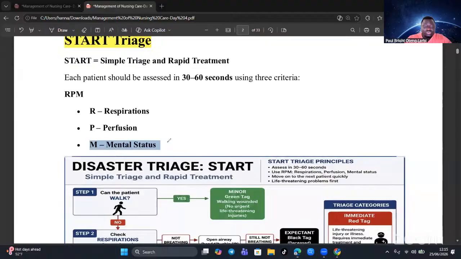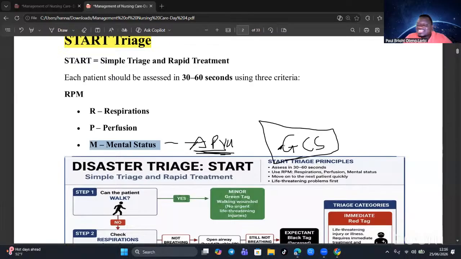We use AVPU in emergency situation, or if you want to work so fast, use AVPU for mental status assessment. Alert, responsive to voice, responsive to pain, and unresponsive. Okay. Don't go and use GCS. Yes, this is what I wanted to say. We don't use GCS for emergency situation.